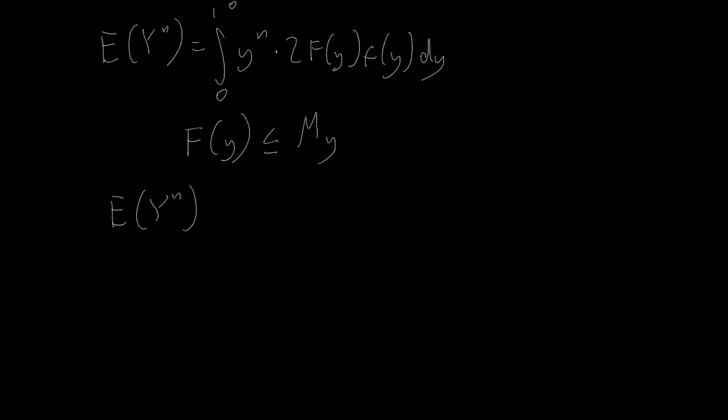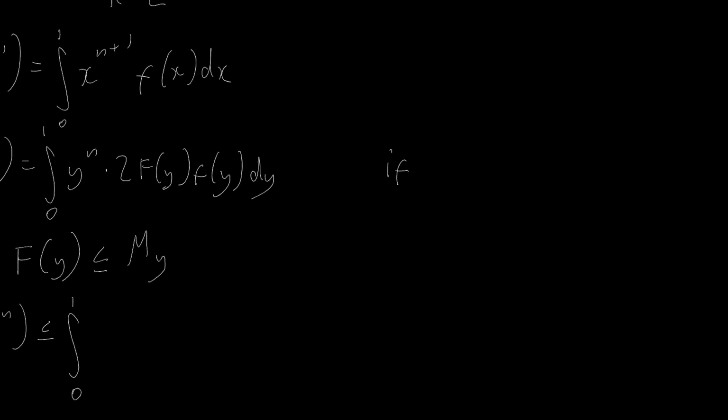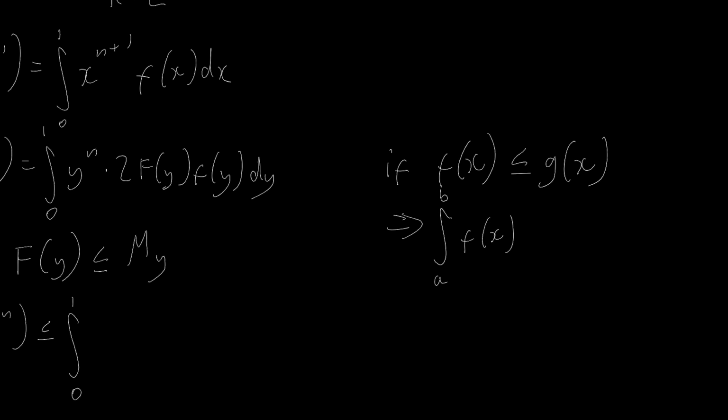So now we can say E of y to the n is less than or equal to... and first of all, I should probably say why we can even say this. If f of x is less than or equal to g of x, and this is just for any functions in general, not the same functions we're talking about here, then the integral between a and b of f of x is less than or equal to the integral between a and b of g of x. And this has to be true for all x.